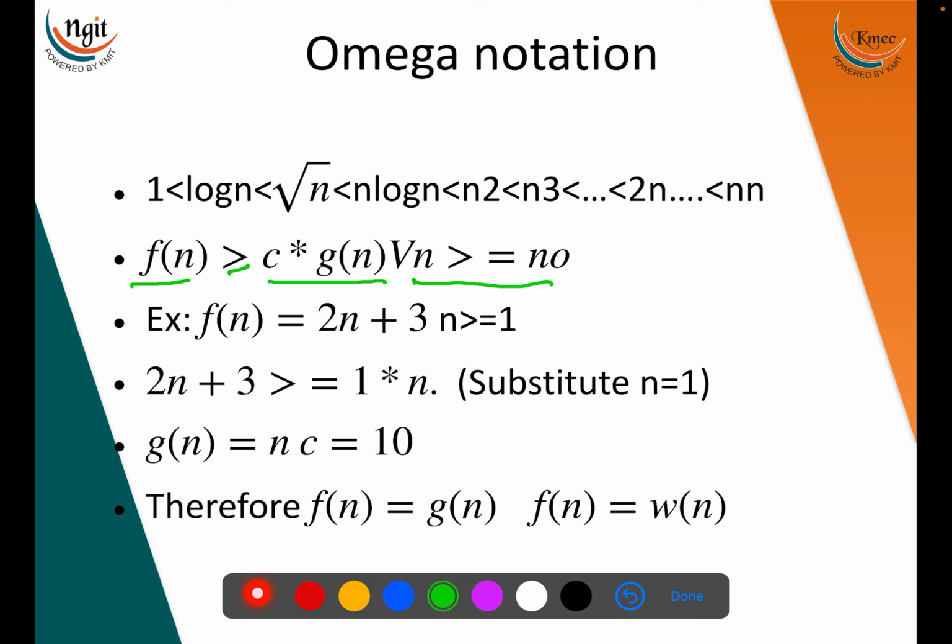Now apply the same formula. Now this f(n) should be greater. To make this f(n) greater, the C value starts with 1. So it is the lower bound. Lower bound is 1 into n. Upper bound is 5 into n. So the formula is f(n) is equal to omega of n.